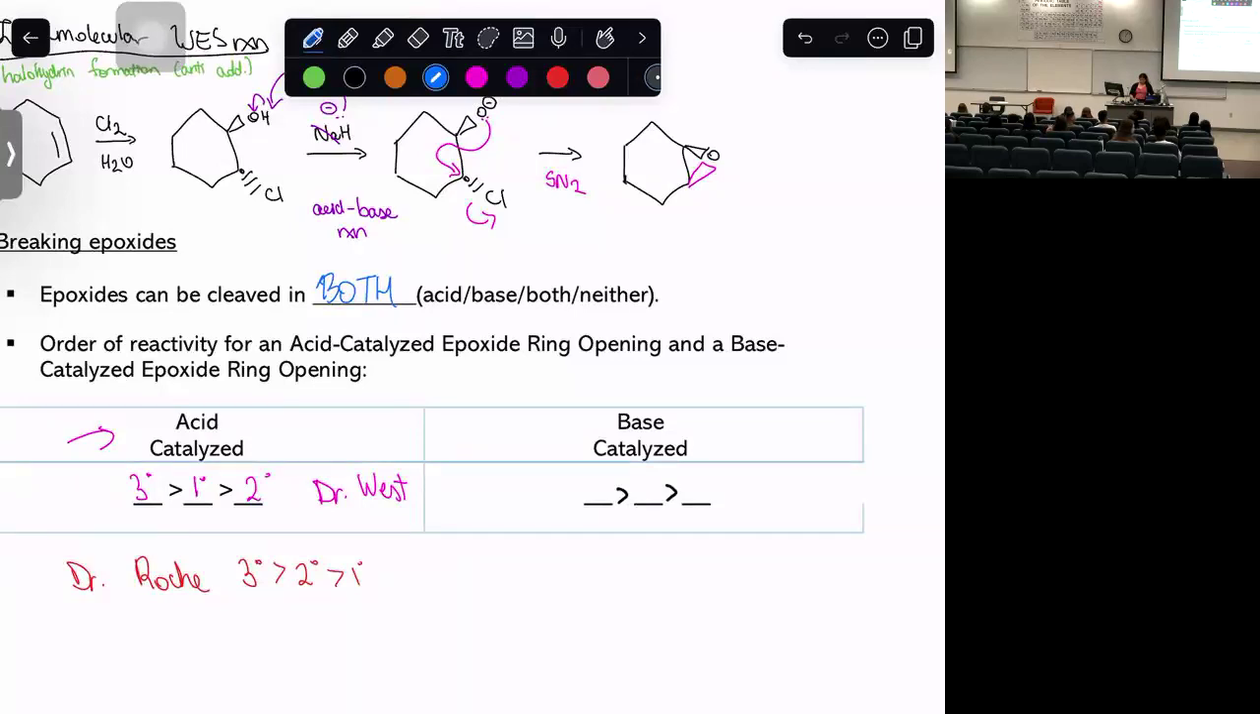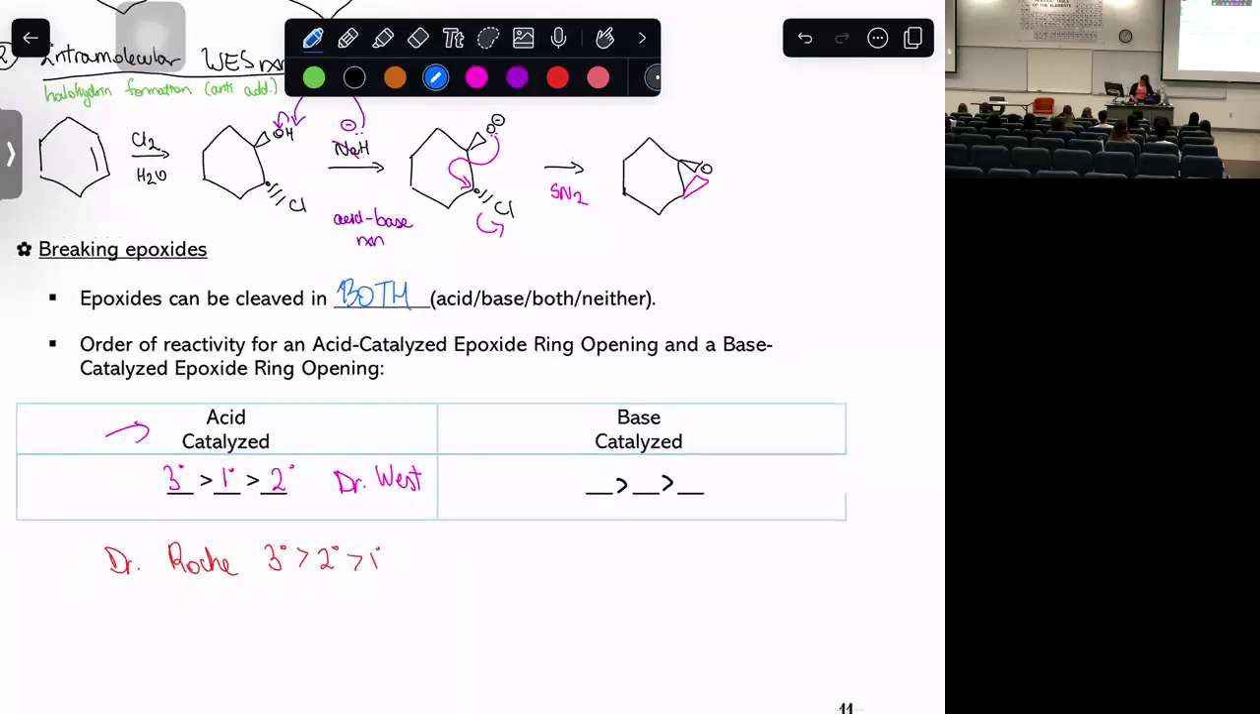cleavage. For base cleavage, it's actually very simple. It's just going to be 1, 2, 3. Primary, secondary, and then tertiary. And that's going to be for both professors, so it's easier. Okay, so far we're just filling out information before we talk about the actual mechanism.